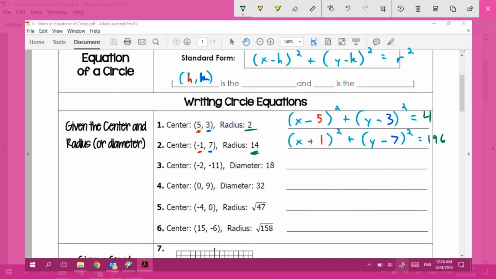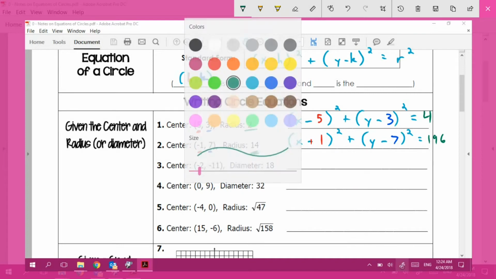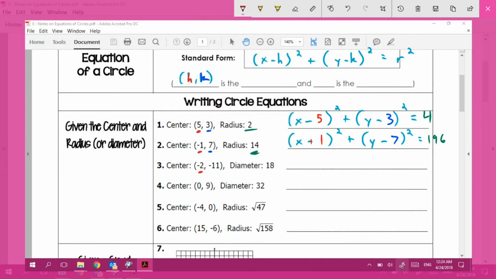All right. And now for number 3, look at this. First, before we start, let's just take a look at this. We need the center. We've got that: (-2, -11). And the diameter is 18, so what's the radius? The radius, r, equals 9, because it's half the diameter.